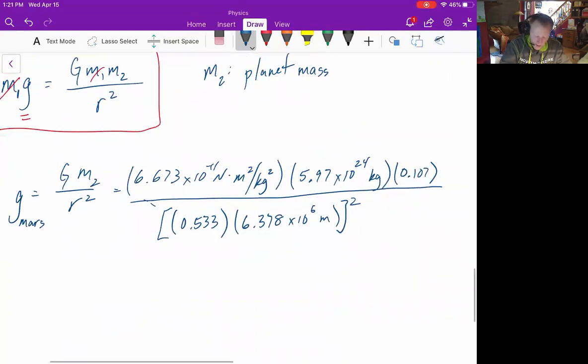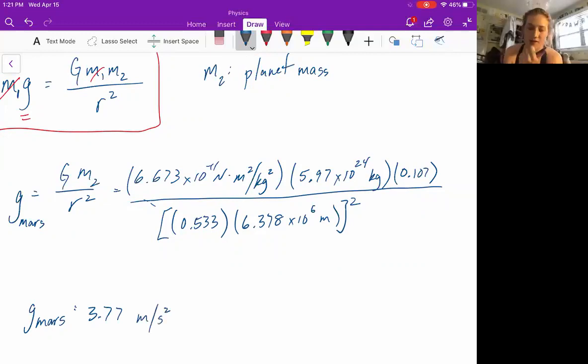Okay, and now multiplying these together should give me gravitational pull on Mars. I'm just going to scroll down for this one. Yep, so it comes out to be 3.7. How many sig figs? Should have done it with one more sig. 3.77 meters per second squared.